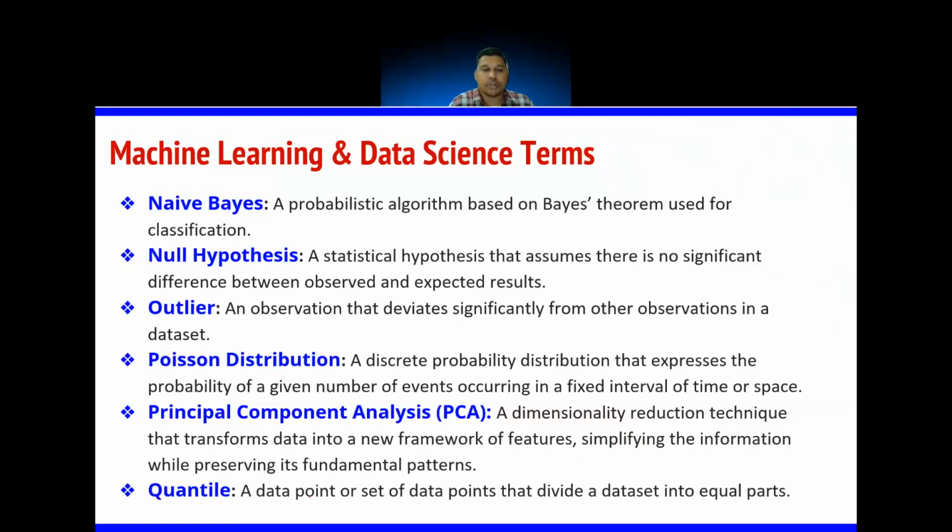Quantile. A data point or a set of data points that divide a large data set into equal parts. When you have a large distributed data set, a quantile is a kind of line which divides the data.